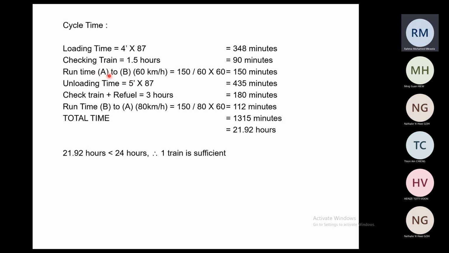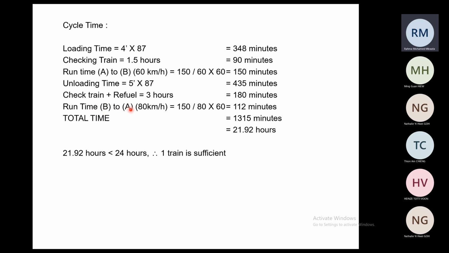Run time from A to B, at 60 kilometers per hour, you take your distance, divide by your speed, you'll get 150 minutes. And then the unloading time is 5 minutes per wagon. We have 87 wagons. It will give 435 minutes. Then you have check the train and refuel. It will take a further 3 hours, which is equivalent to 180 minutes.